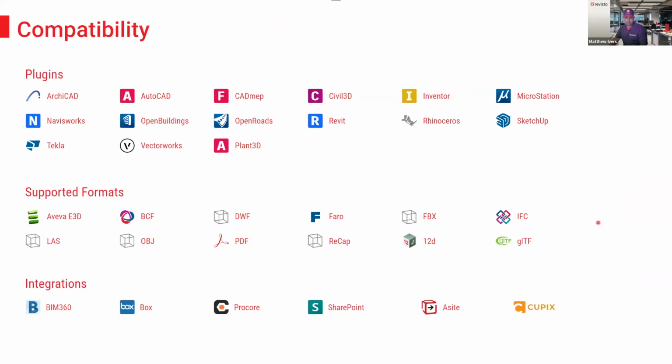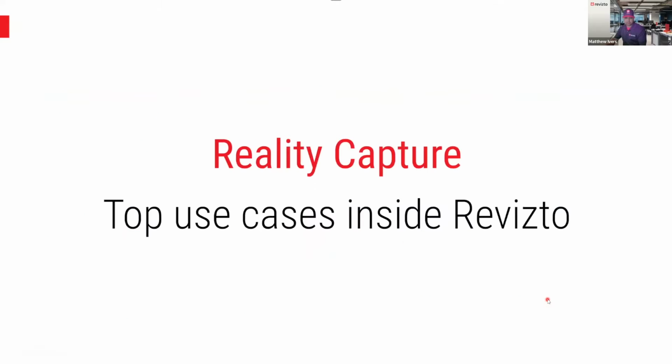As far as compatibility, Revizto offers a plethora of software compatibility through our plugins. Pretty much any authoring software that you're using will be able to export its data into Revizto, both 2D and 3D information. As far as other file formats, I'm highlighting some of the ones we're going to look at today, which are for reality capture: Faro scans and Autodesk ReCap scans. Then for photogrammetry models, we offer OBJ and FBX file formats that you can import. We also integrate with a variety of common data environments, as you can see here, and we'll also show the Cupix and Revizto integration.